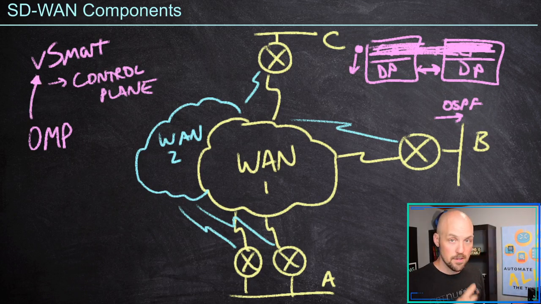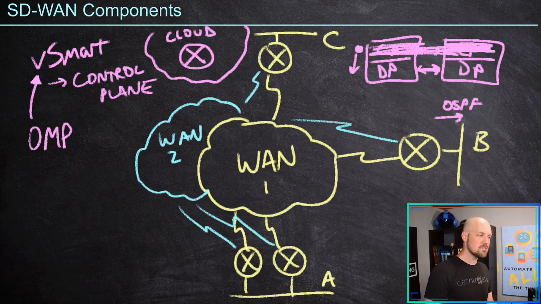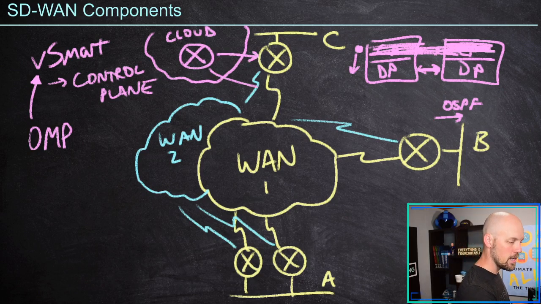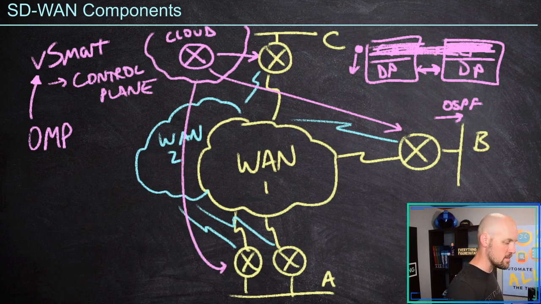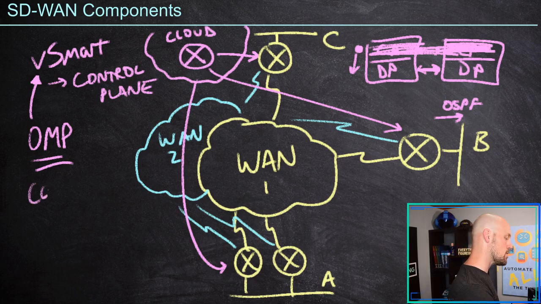The control plane protocol we're going to use is called the Overlay Management Protocol, or OMP, and it's owned by vSmart. vSmart is a virtual device that's going to sit out of band from the rest of the SD-WAN world. In a lot of cases, this is going to exist in a cloud environment. And this vSmart is going to push information down to these edge devices using the Overlay Management Protocol, OMP. It's also, by the way, pushing configuration. So it's responsible for the configuration that we get as well.